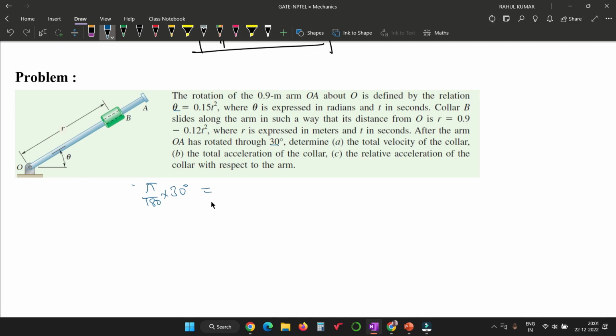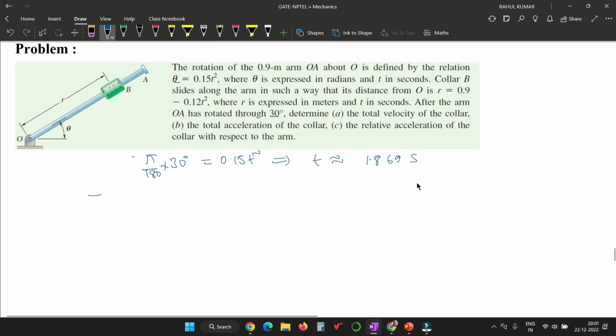So when you put this here, what is it? So what is this? 0.15 t square, and you'll get t approximately 1.869 seconds. Now let's move to part A.